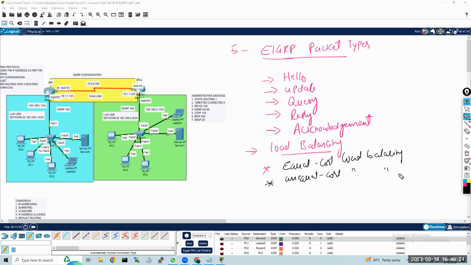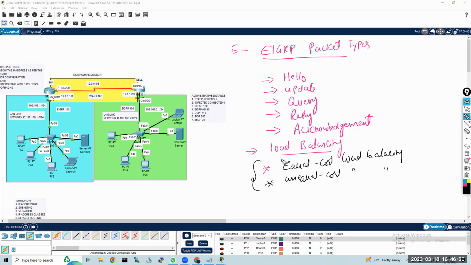Equal and unequal load balancing. By default it is going to calculate both equal and unequal, and depending upon this, it will divert the traffic. For example, one road is being damaged, they are doing some construction work there. What does the traffic police do? They divert the traffic to another route, correct? Same thing here.